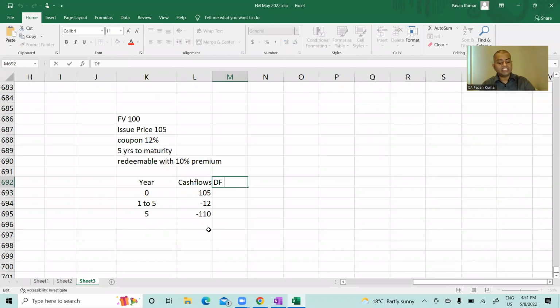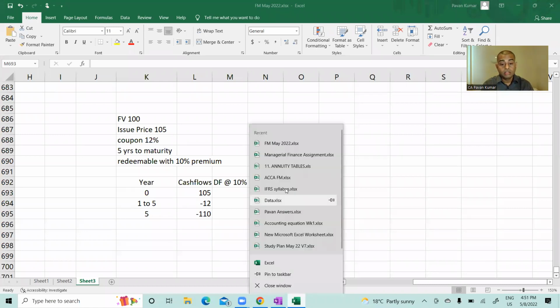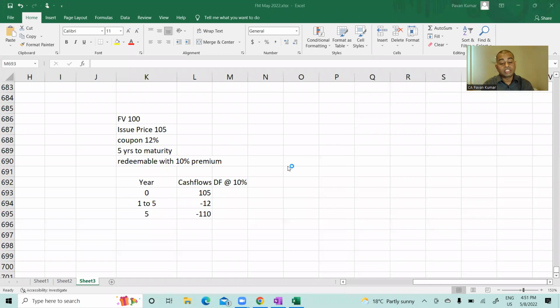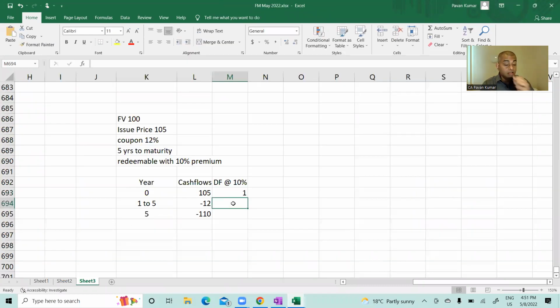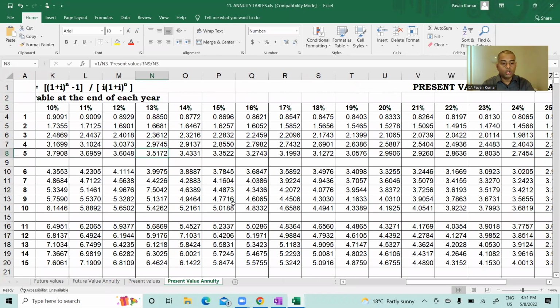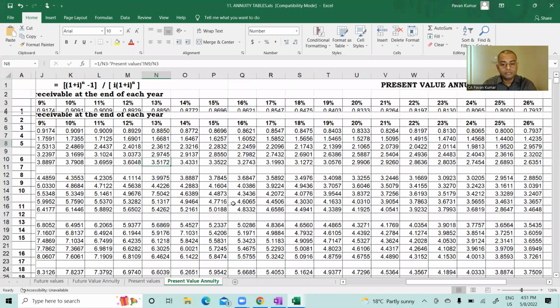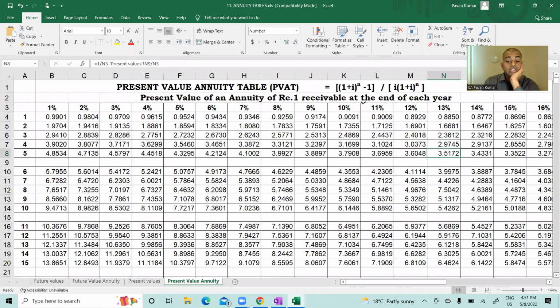Arbitrarily, first I'll take 10%. So we open the annuity tables. From the annuity table, for the 0th year, it is always 1. For years 1 to 5 at 10%, look here, this is the present value annuity. All of you listen carefully. This is 10%, this is 5 years.